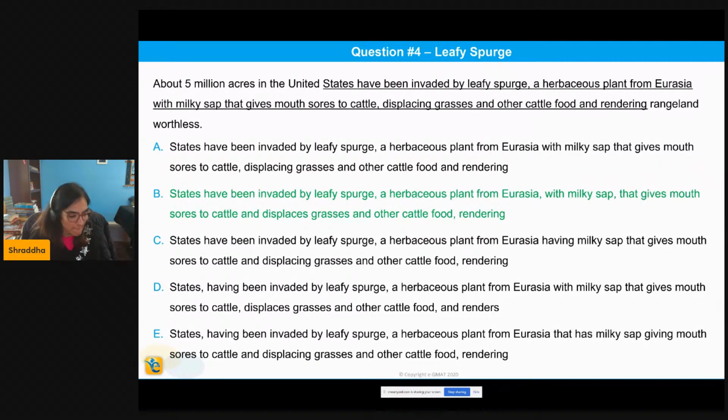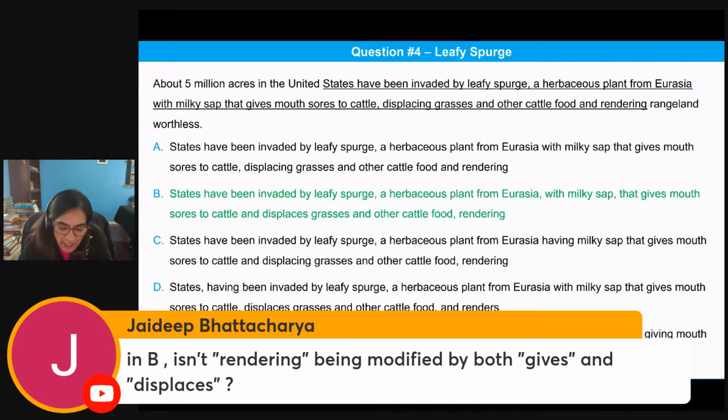All right. I see a few questions. In B, isn't rendering being modified by both gives and displaces? No, Jaideep. Generally, when a comma plus verb-ing modifier is preceded by two verbs, it generally associates with just the preceding verb and not the far away verb.